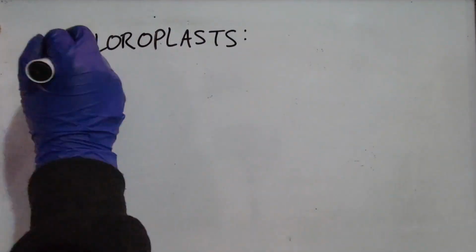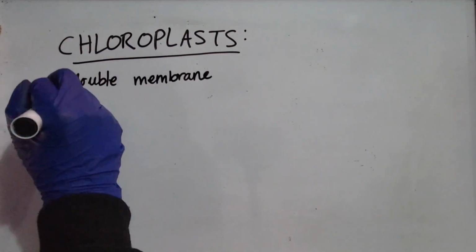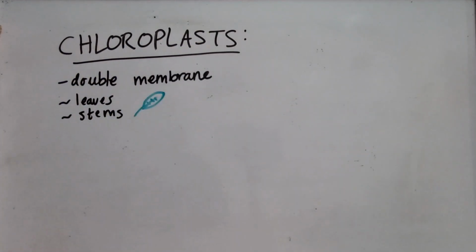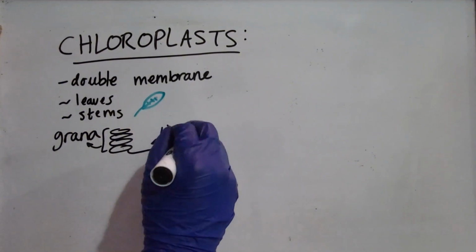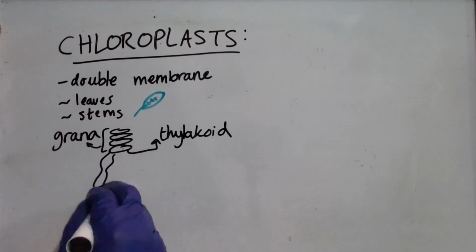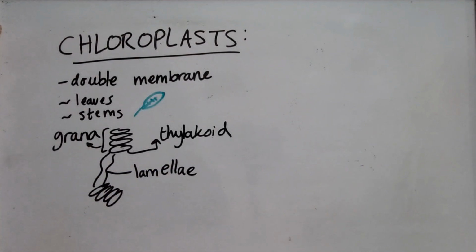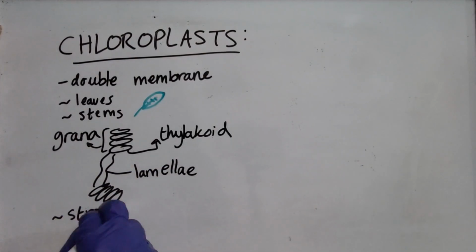Chloroplasts are a type of double membrane-bound organelle. They're found in stems and leaves and contain chlorophyll, giving them the green color. They are a site of photosynthesis in plants. Their structure contains stacks of grana that are made individually of thylakoids. Each grana is connected by lamellae. The internal fluid of the chloroplast is known as stroma.